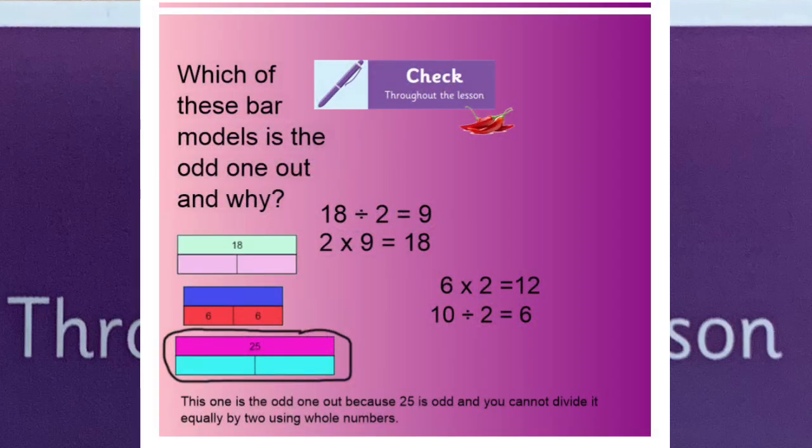And finally, Chilly Challenge 3. Looking at those bar models, could you tell which one was the odd one out? Well, hopefully you've shown your working out just like this, and the odd one out was the one at the bottom because the number was odd and couldn't be divided by 2 equally using those whole numbers.